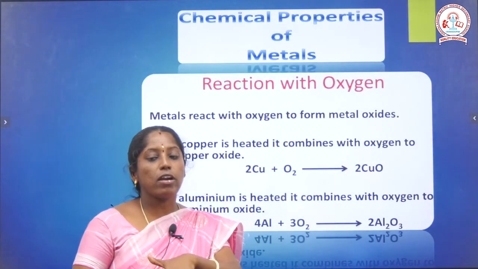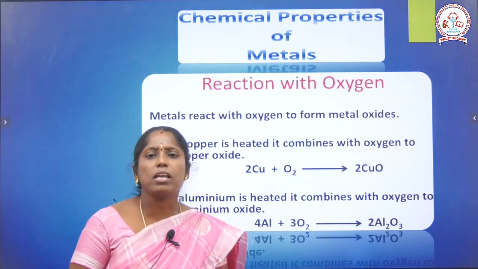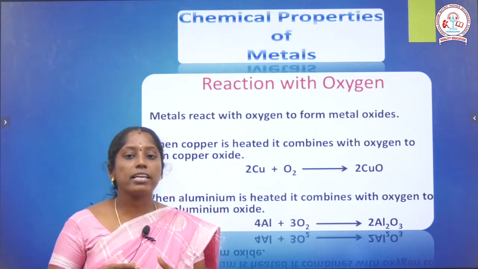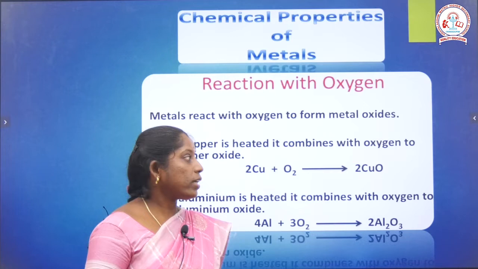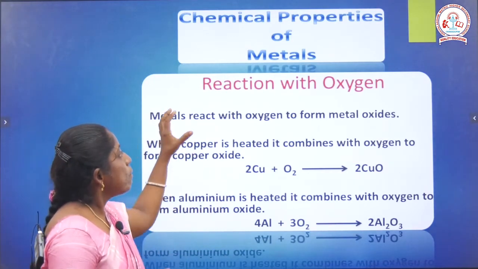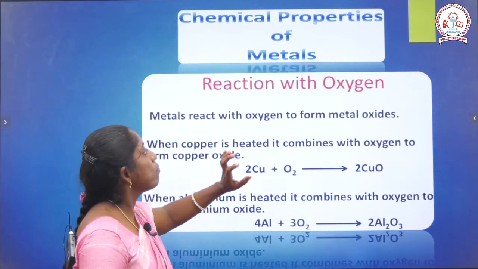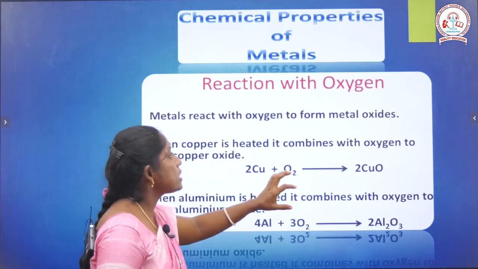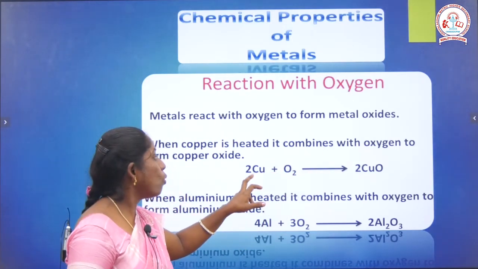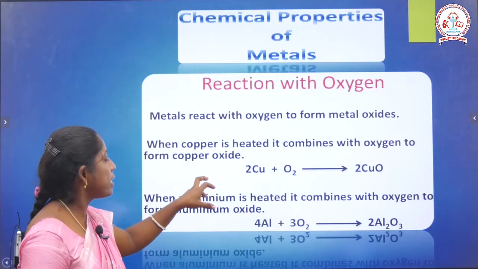After physical properties, next we can see the chemical properties. What are chemical properties? Reaction between two substances. Especially now we can see the chemical properties of metals. Reaction with oxygen. What is the formula for oxygen? O2. Now we can take an example here.